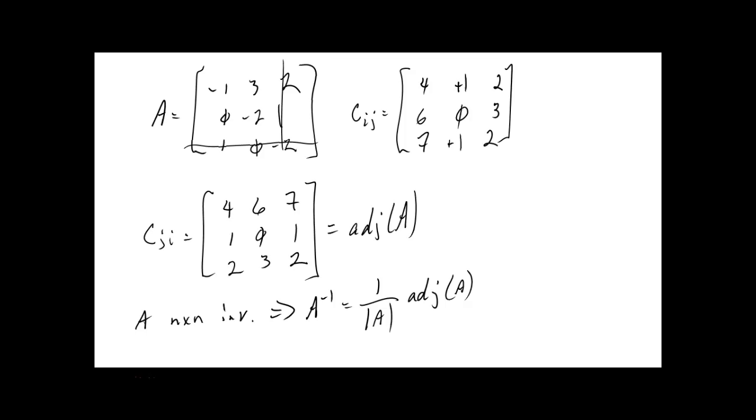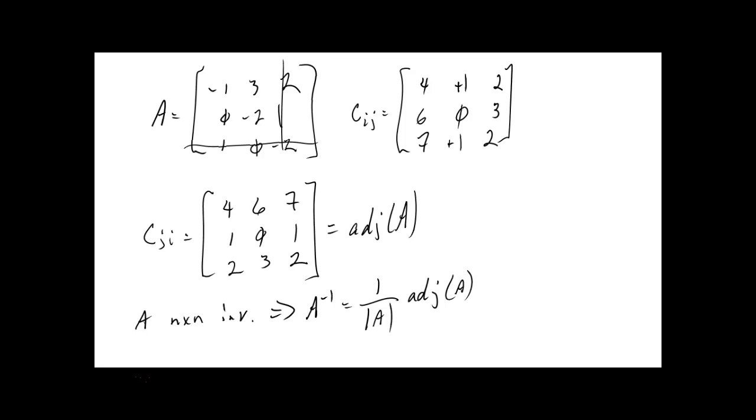Now that almost looks a little familiar, doesn't it? What does that remind you of? Your 2 by 2. Remember, we took the inverse of the 2 by 2 matrix, and we didn't call it an adjoint then, but that's exactly what it was. Let's just take that 2 by 2 up here. The determinant of that would have been 2, so we would have done 1 over 2, and then you multiply that by the adjoint of A.